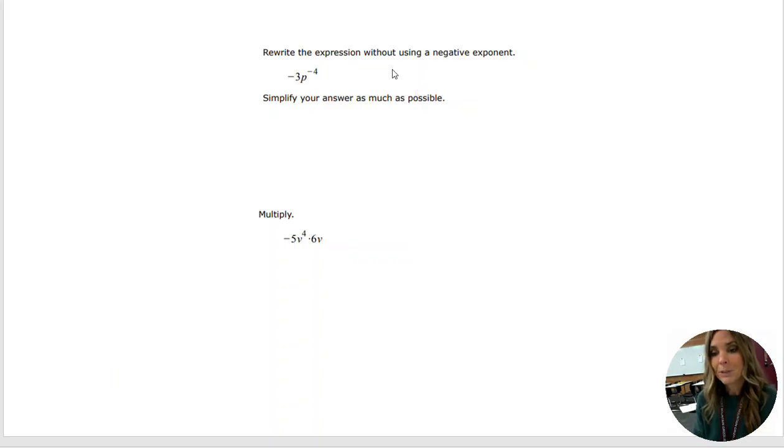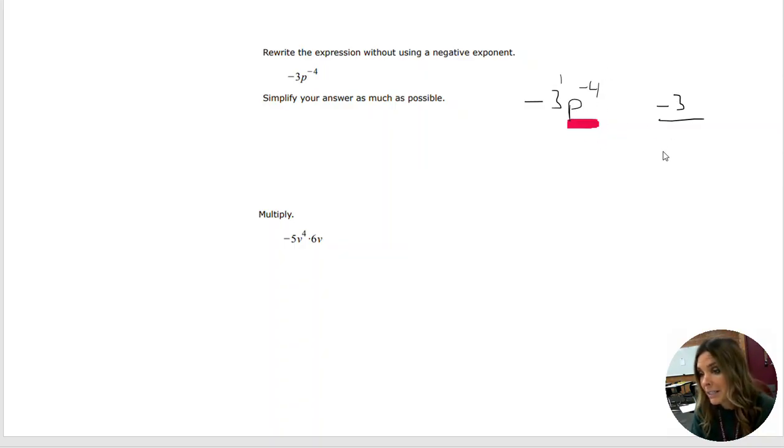Here we go. Do these on another piece of paper. So -3 times p to the -4. What I want you to realize in this situation is the only one that has a negative exponent is the p. So when we simplify this, the exponent of the -3 is a positive 1. So it's not going to go anywhere. But the p to the -4, remember that a negative exponent is really repeated division. So that's how that one would simplify.